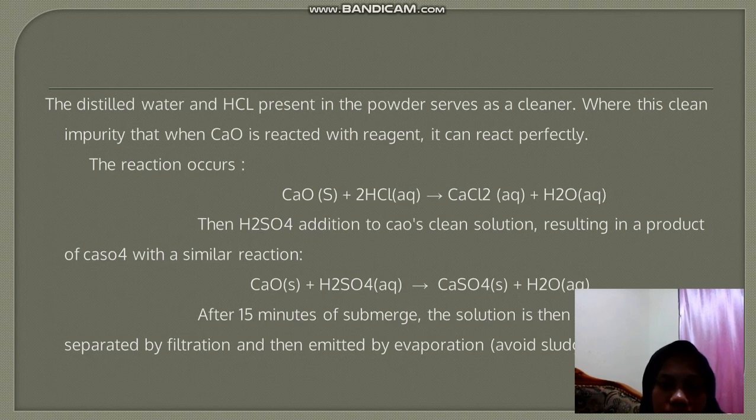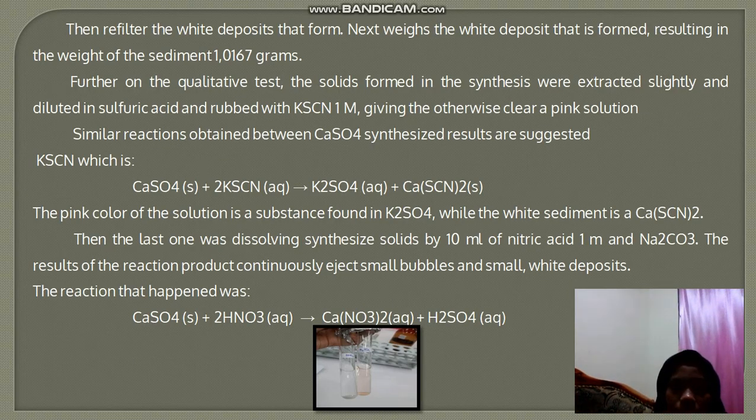Then H2SO4 is added to the clean CaO solution, resulting in a product of CaSO4. After 15 minutes of soaking, the solution is filtered and separated by filtration and then evaporated. Then the white deposit that formed is refiltered and weighed, resulting in a sediment weight of 10.167 grams.